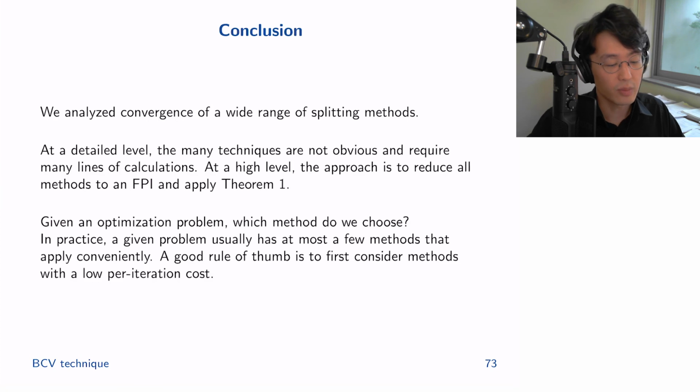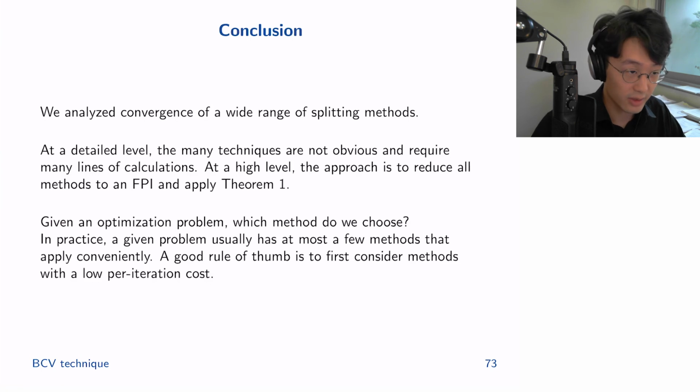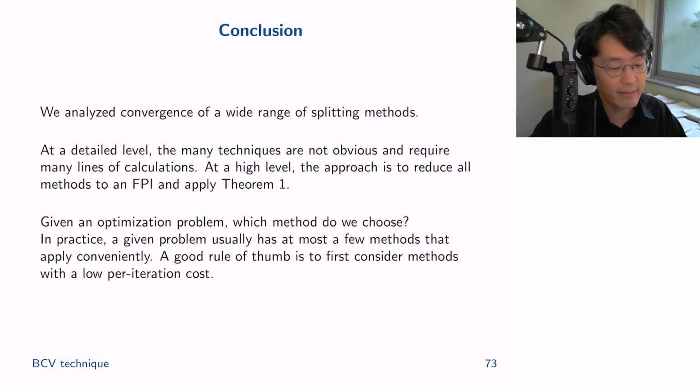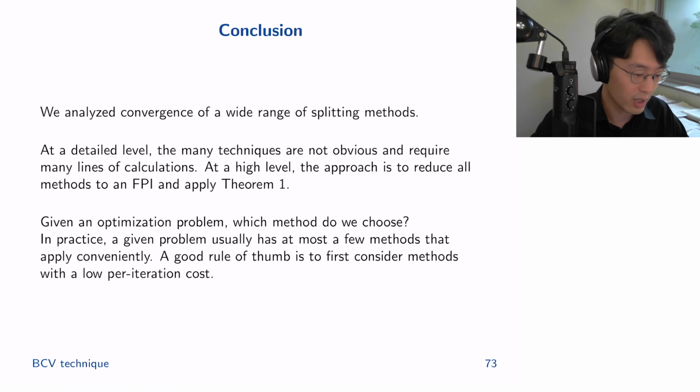So given an optimization problem, which method should you choose? Because at this point, upon completing listening to this lecture on Chapter 3, or upon completing reading Chapter 3, you might come out with the impression that there are way too many methods to choose from. But in practice, a given problem usually has at most a few methods that can be applied conveniently. The different splitting methods discussed in this chapter all assume different problem structure. So given a particular problem structure, there's only a handful that would fit your particular problem.